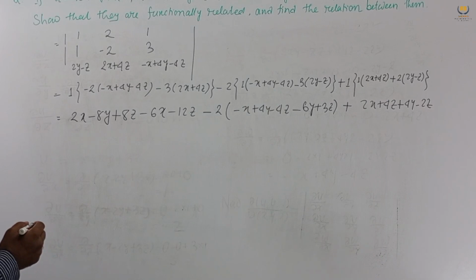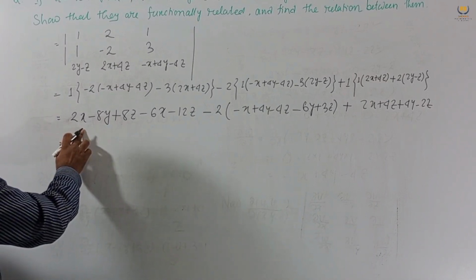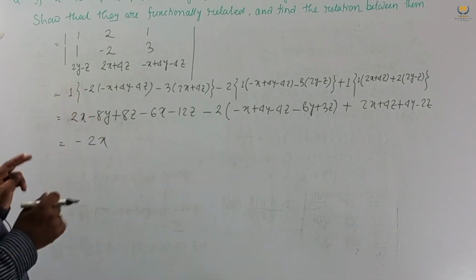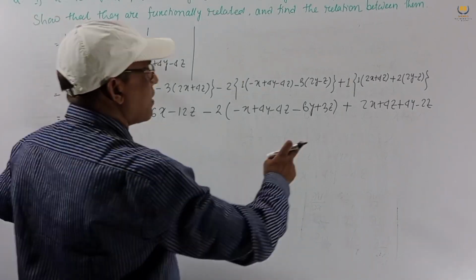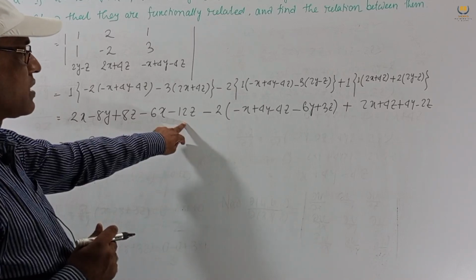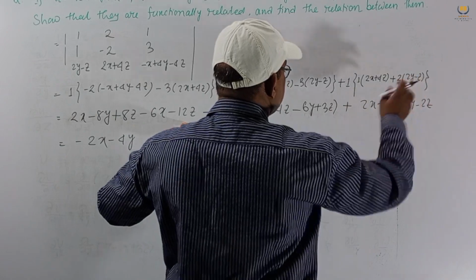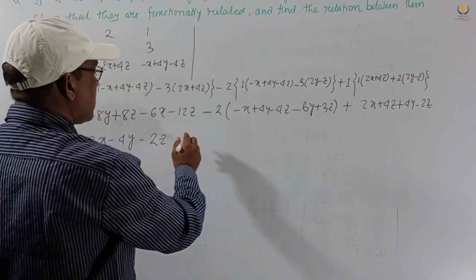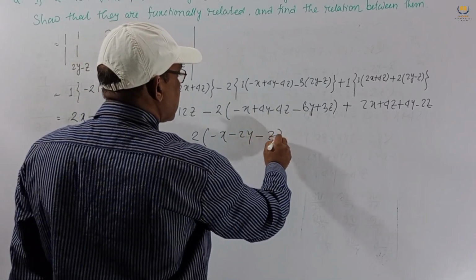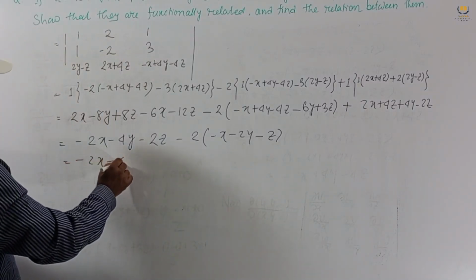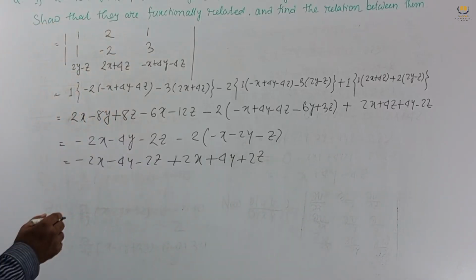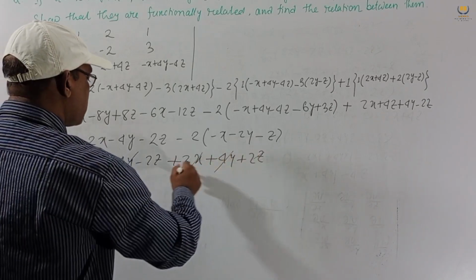We get this one. So this will be twice x and this twice x, we get 4x minus 6x, then we get minus twice x, then x is finished. Minus 8y and plus 4y, then we get minus 4y. 8z minus 12z minus 4z, minus 4z, this 4z cancels, minus 2z we get, and multiplying this one, 2 into minus x, 4y minus 2y and minus z. So minus twice x minus 4y minus 2z plus twice x plus 4y plus 2z. So what do we get? Minus twice x plus twice x cancel, 4y 4y cancel, 2z 2z cancel.